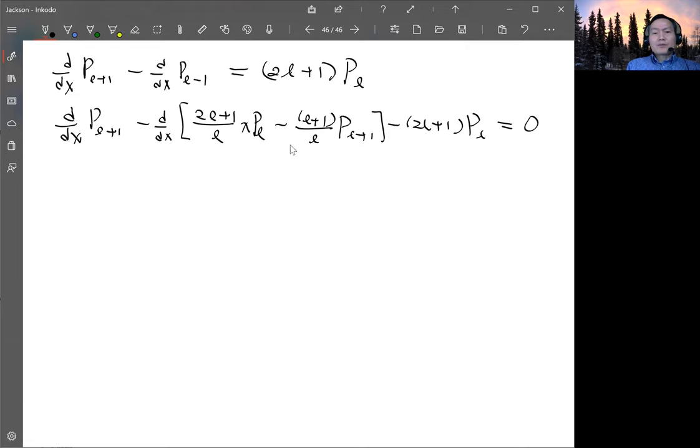Okay, so now all you need to do is simplify everything. d/dx P sub L plus 1 minus, you take the derivative of this one, take the factor out, 2L plus 1 over L. You take the d/dx, you have two terms. One is this P sub L, the other is plus x dP sub L/dx.